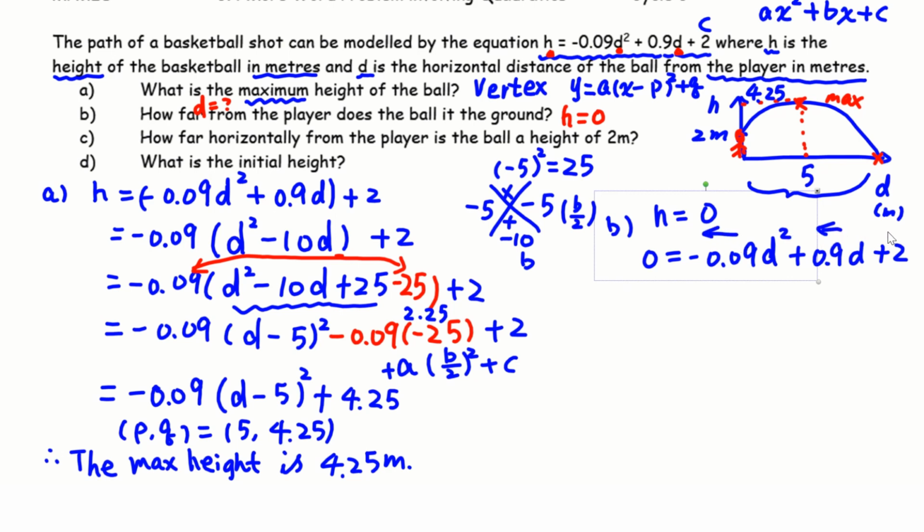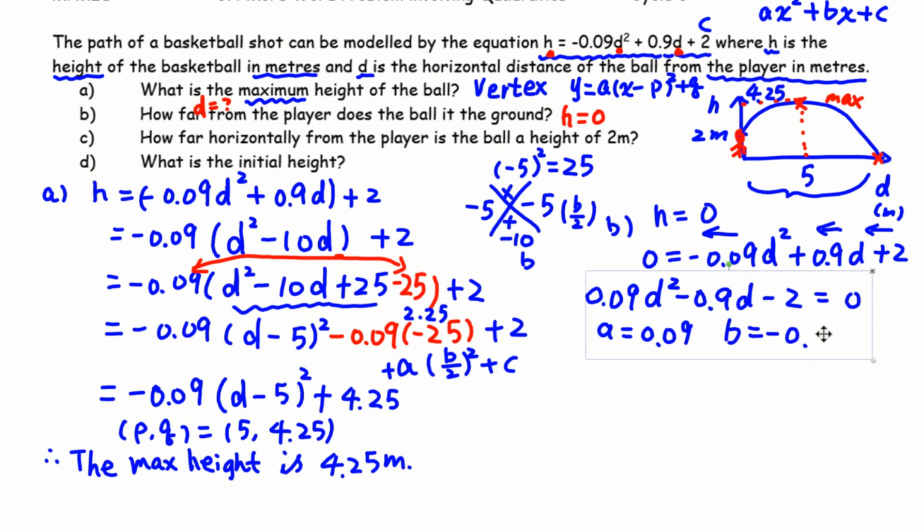Then when you move something to the other side, you are going to do the opposite operation. So minus 0.09 d squared will be plus. It will be positive, and the plus 0.9d will become minus 0.9d, and the plus 2 moved to the other side is minus 2 equals 0. Then we have a equals 0.09 and b equals negative 0.9 and c equals negative 2.